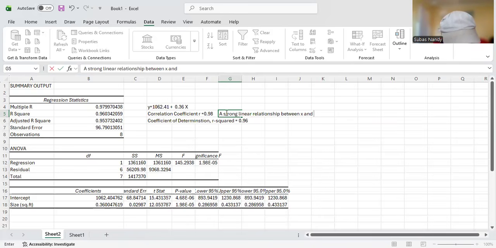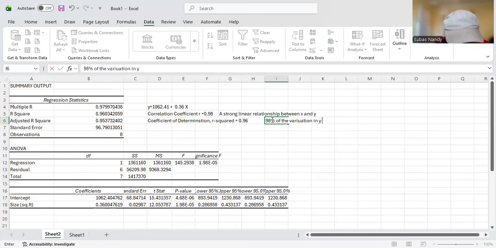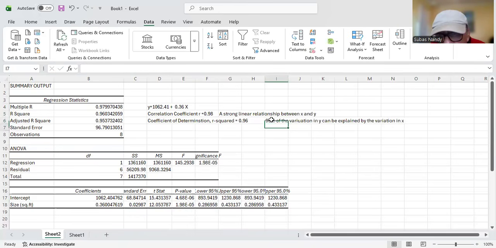And coefficient of determination of 0.98 means 98% of the variation in y can be explained by the linear regression model, or can be explained by the variation in x. Some people call it that way. That is your coefficient of determination. So it is 0.98. I multiplied it by 100%, shifted the decimal two places to the right, 98% of the variation. And it seems like a strong relationship between x and y.